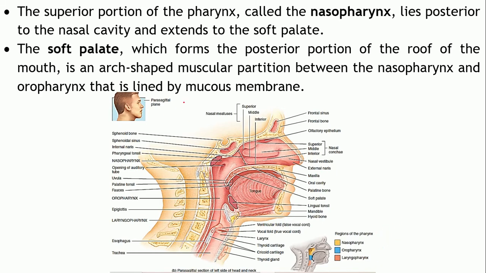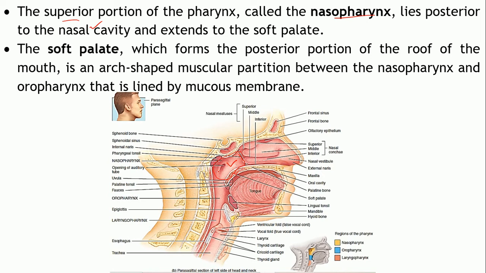Now, coming to each of these parts. The superior, topmost portion of the pharynx is known as the nasopharynx. It lies just posterior to your nasal cavity. That's your nasal cavity, and just posterior to that lies the nasopharynx. It extends up to the soft palate. Where is the soft palate? The soft palate forms the posterior roof of the oral cavity. So it will extend up to here. This particular portion is the nasopharynx.